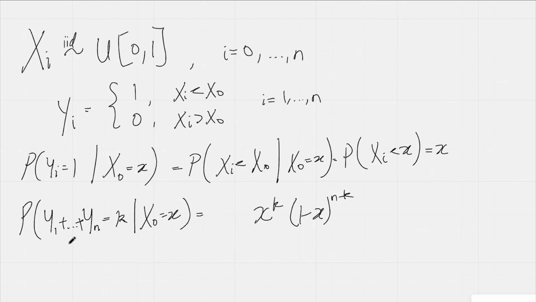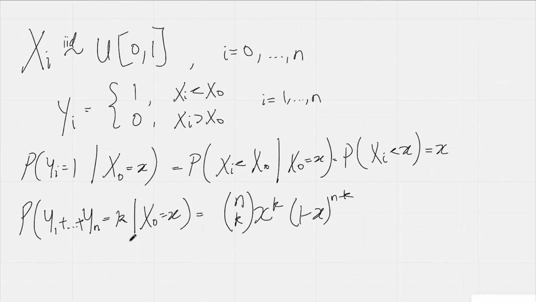But obviously, that doesn't need to be the case. All I need is that any collection of k of these yi's are 1, and n minus k of them are 0. So I can just multiply by the number of subsets of size k. And that has a very nice formula. It's just n choose k. And so therefore, this is our final answer.